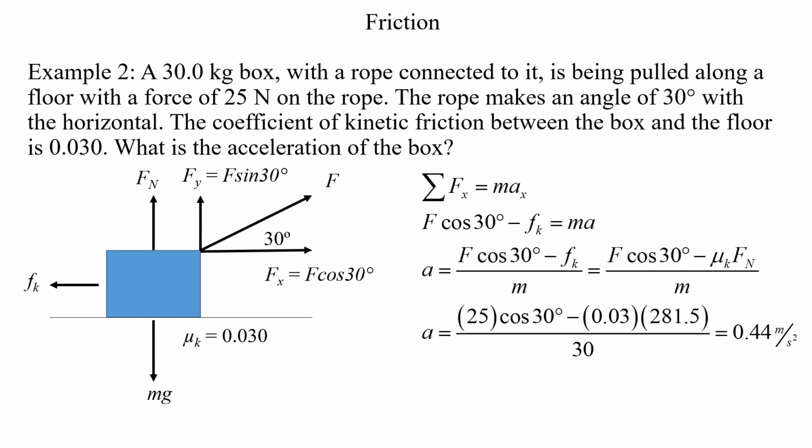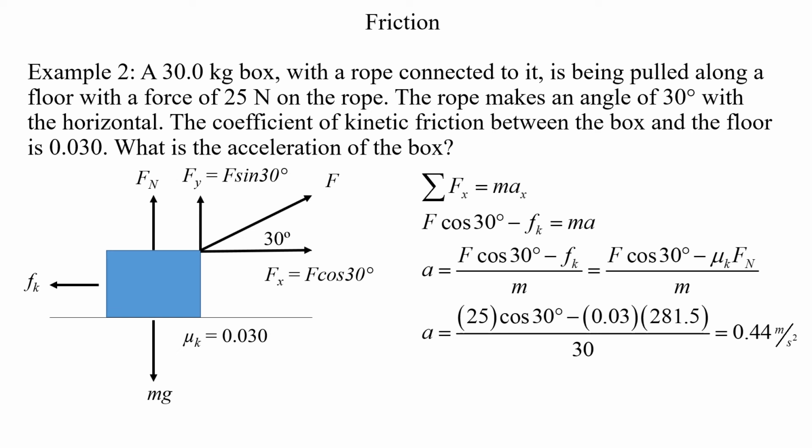So now we apply the sum of the forces in x equals ma. So we have F cosine 30 to the right minus the friction F sub k to the left. That's going to equal ma. We'll solve for a. So we get F cosine 30 minus F sub k, over m. Then F cosine 30 minus mu sub k F sub n, substituting in the expression for kinetic friction.